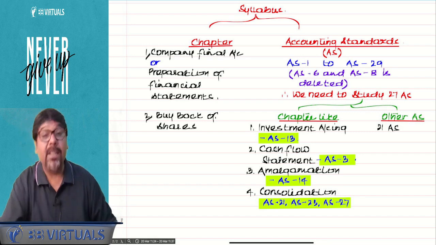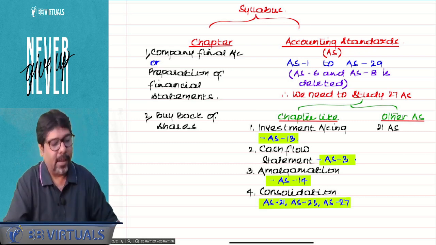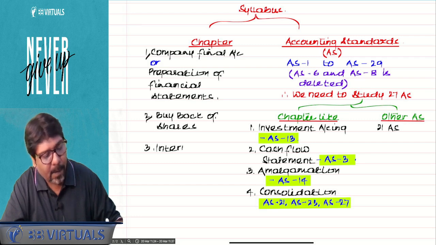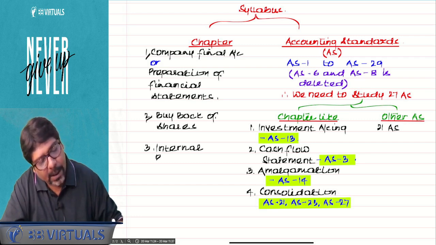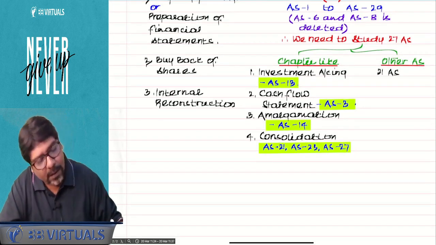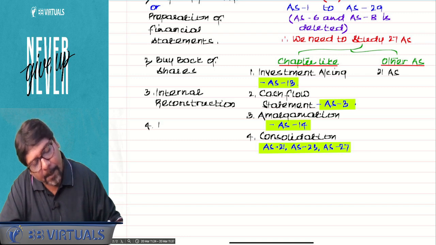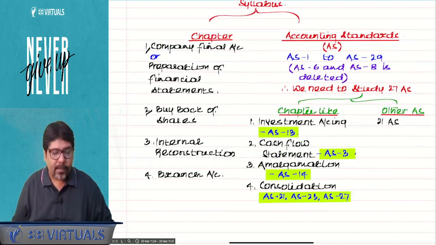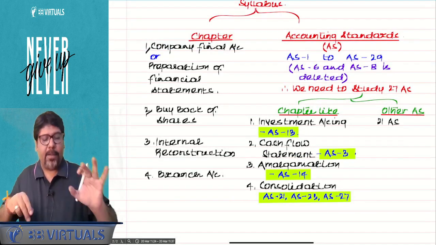Sir, why these are called chapters? These are not AS related. Achha. Number 3. Internal reconstruction. I hope you are writing. Please keep on writing everything which I write. And fourth is branch accounts. Now, this is your syllabus.